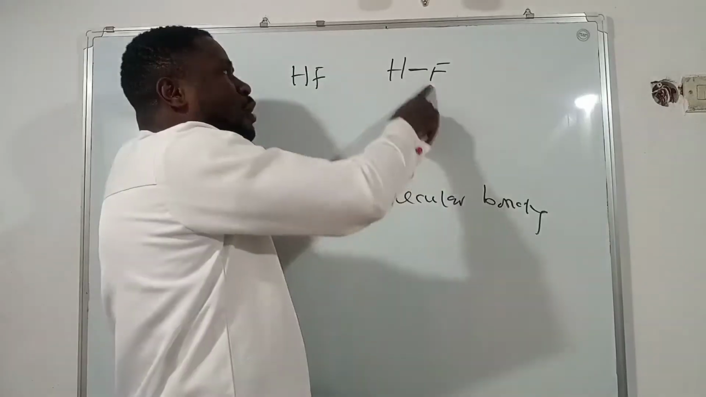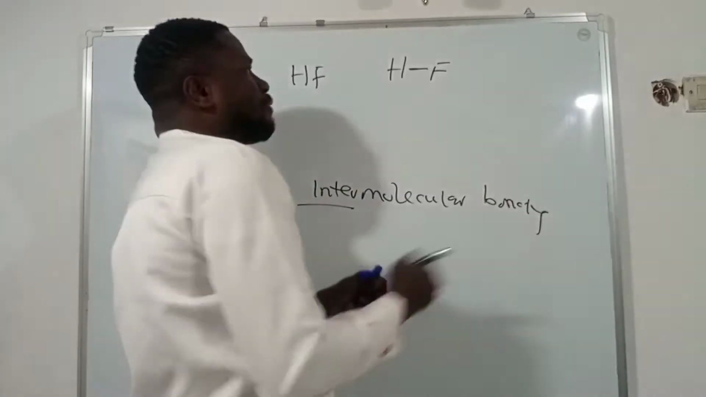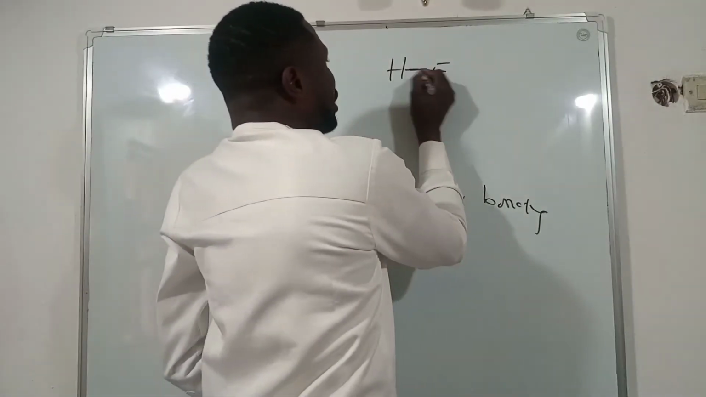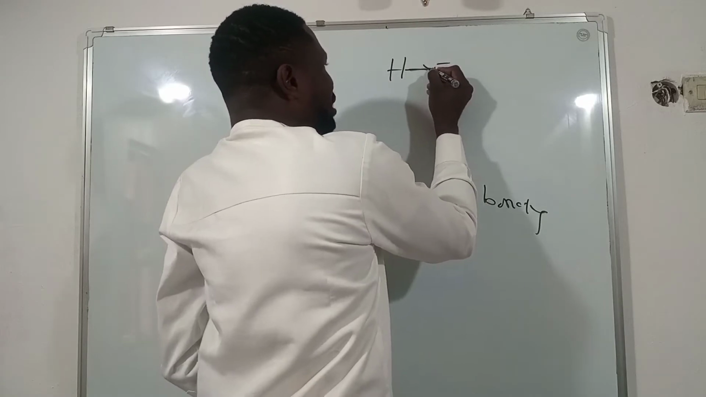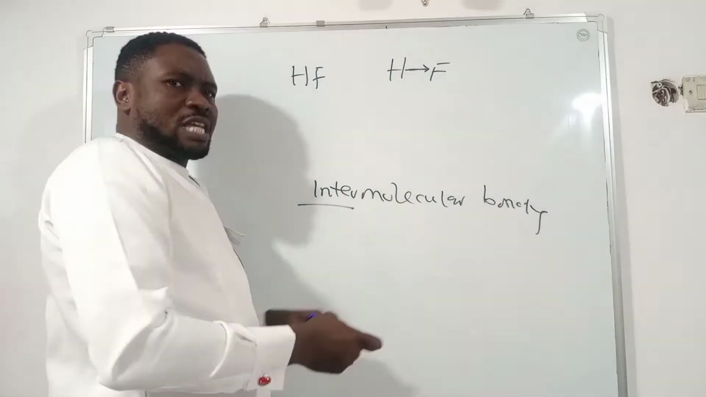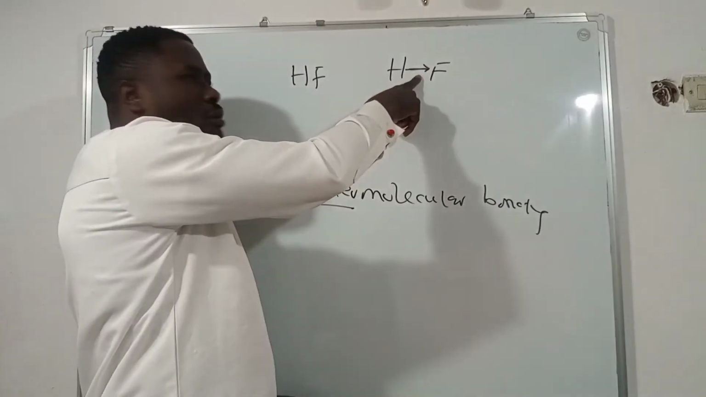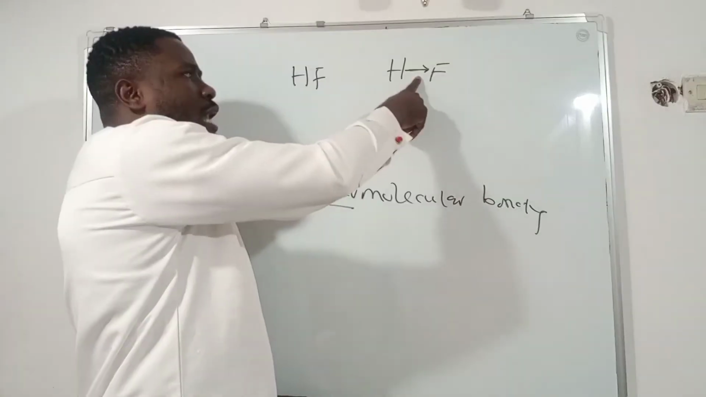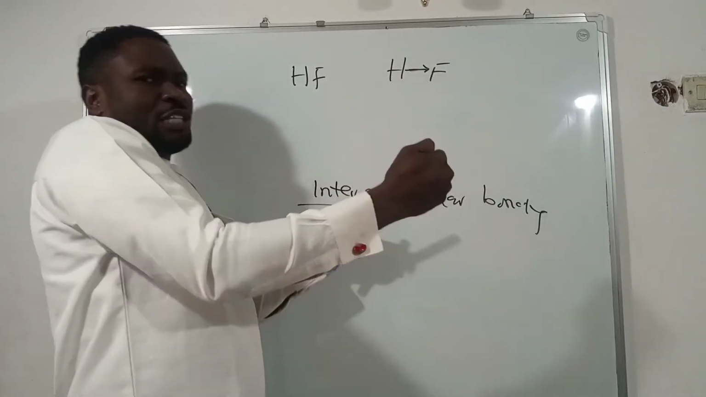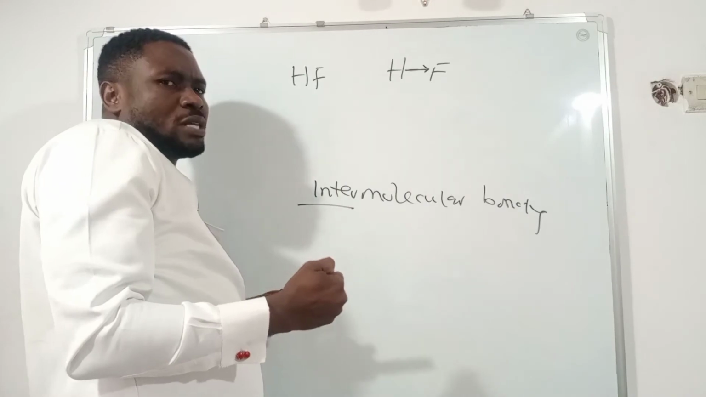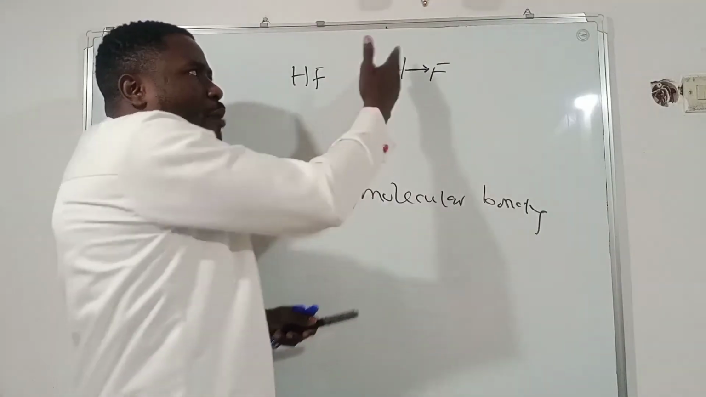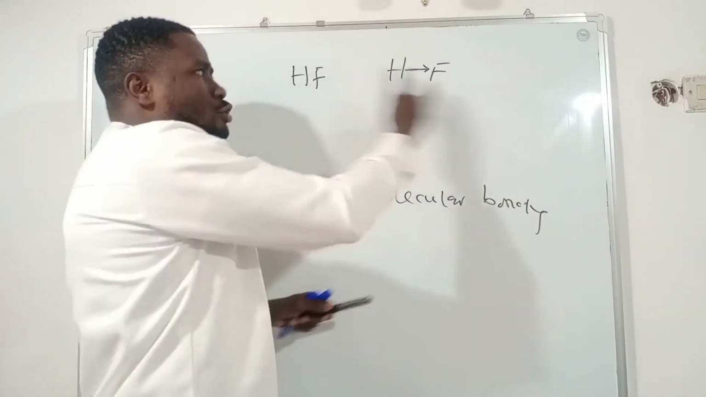And if fluorine is more electronegative than hydrogen, it therefore means that in this bond that you see, fluorine will be attracting more of the bonded electrons to itself. Remember that the bonded electrons are two. Now fluorine will be attracting more of the bonded electrons to itself. But it's not as if the bond will be broken. No, it's not as if the two will separate.